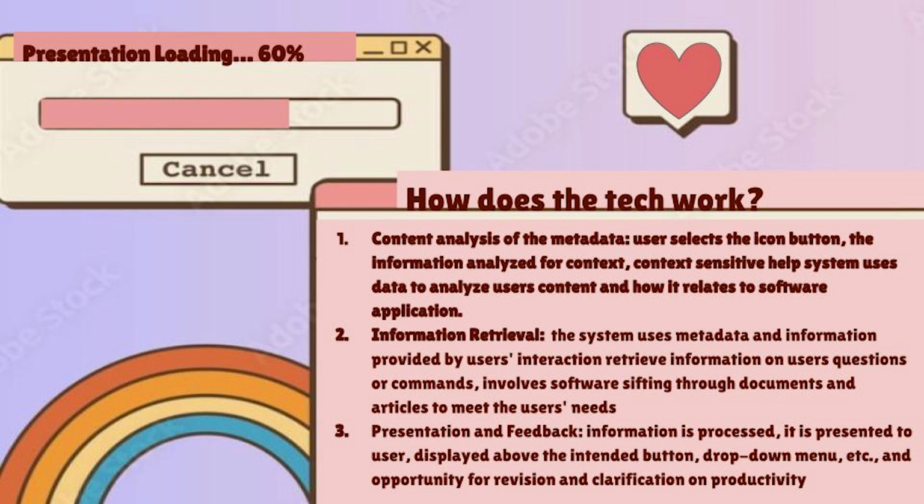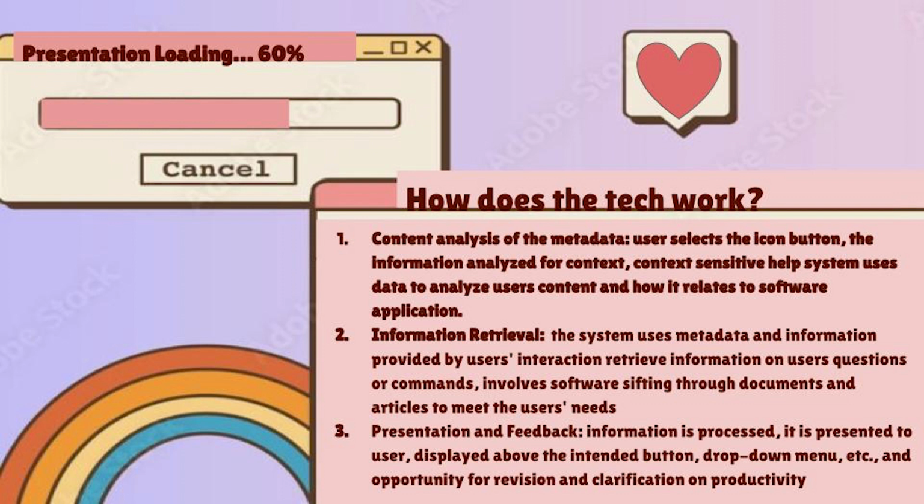Step 2 is within the database of the software. There is an information retrieval. The system uses the metadata and information provided by the user's interactions to then retrieve the necessary information on the user's question or command for them. The step involves software sifting through various documents and articles to hopefully meet the user's needs.